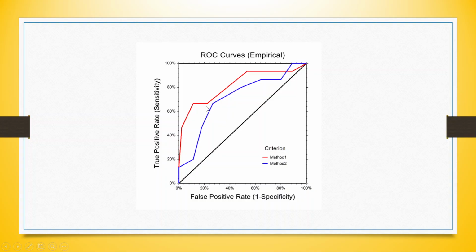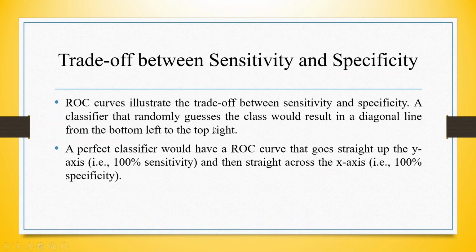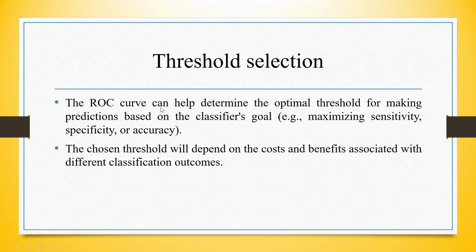Now, if we have two models, say for example red and blue, red is nearer to the ideal, and therefore we will consider that model one is better in comparison to model two. The ROC curve can help determine the optimum threshold for making predictions, depending on the classifier's goal. The chosen threshold will depend on the costs and benefits associated with the different classification outcomes.